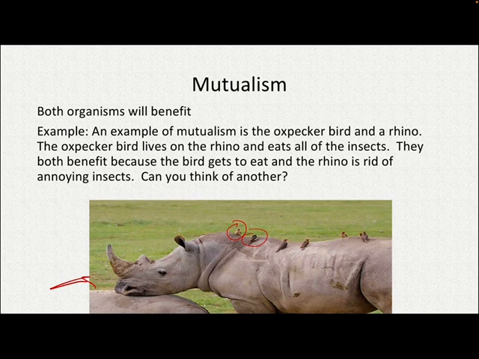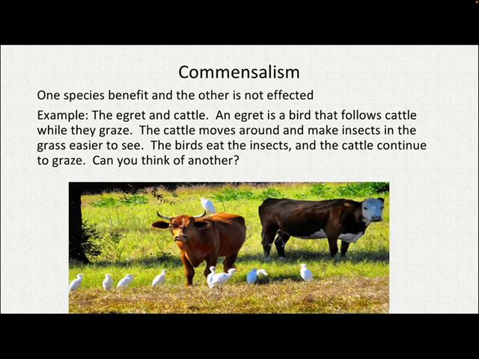Okay? The rhino benefits from this relationship because now they get to get rid of all of those insects. They don't have to worry about trying to get those insects off. They're not bothered by them anymore because the birds are eating them. So here's a mutualistic relationship because both of these organisms benefit from the relationship. Commensalism. This is where one benefits and one does not benefit, but also does not get harmed.